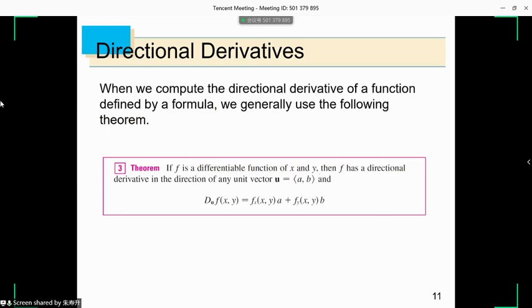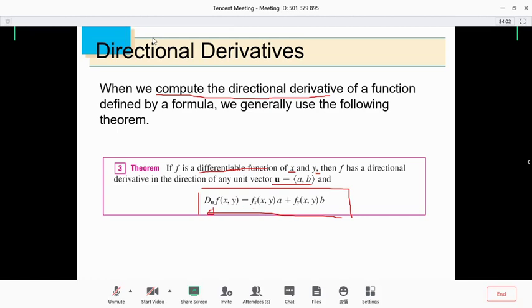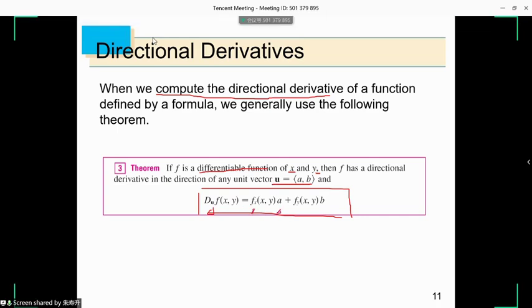If we want to compute the directional derivative, we use the following formula. If f is a differentiable function of x and y, then f has a directional derivative in the direction of any unit vector u equal to (a, b). And then the directional derivative of f in the direction u equals the partial derivative with respect to x multiplied by a plus the partial derivative with respect to y multiplied by b.